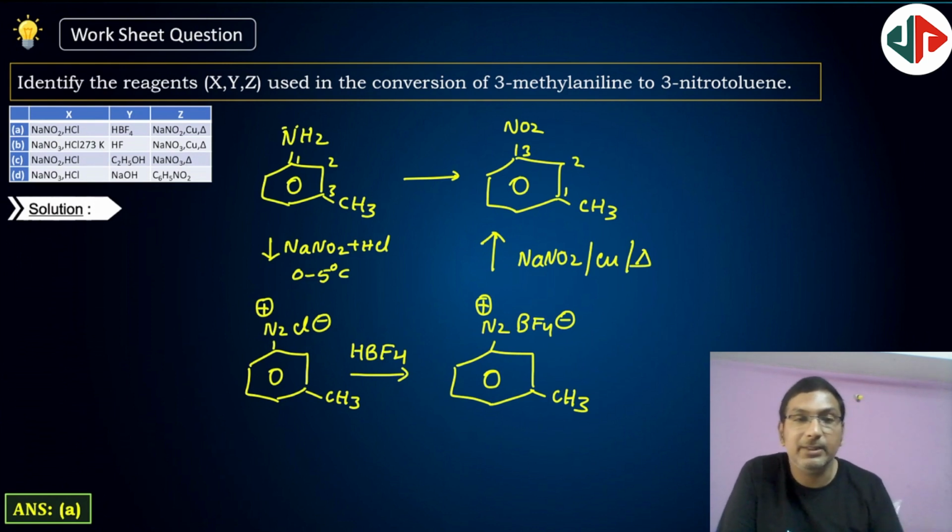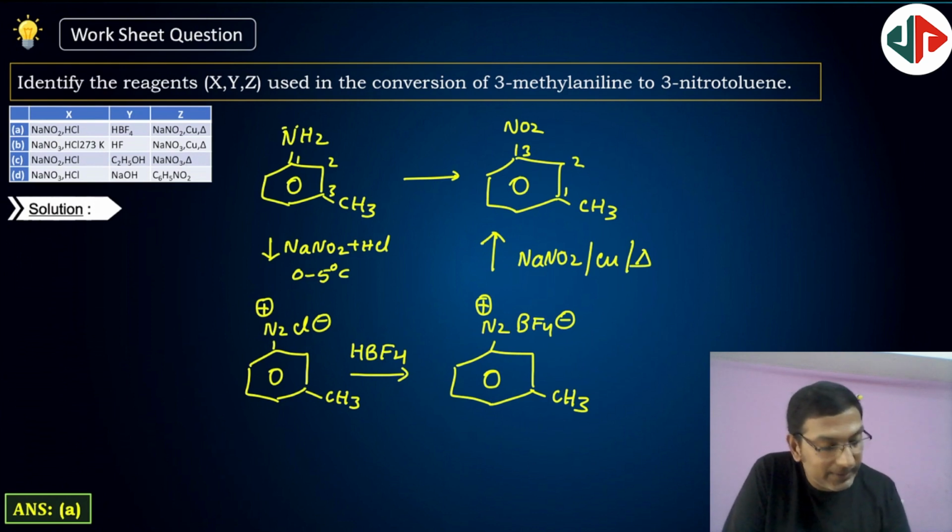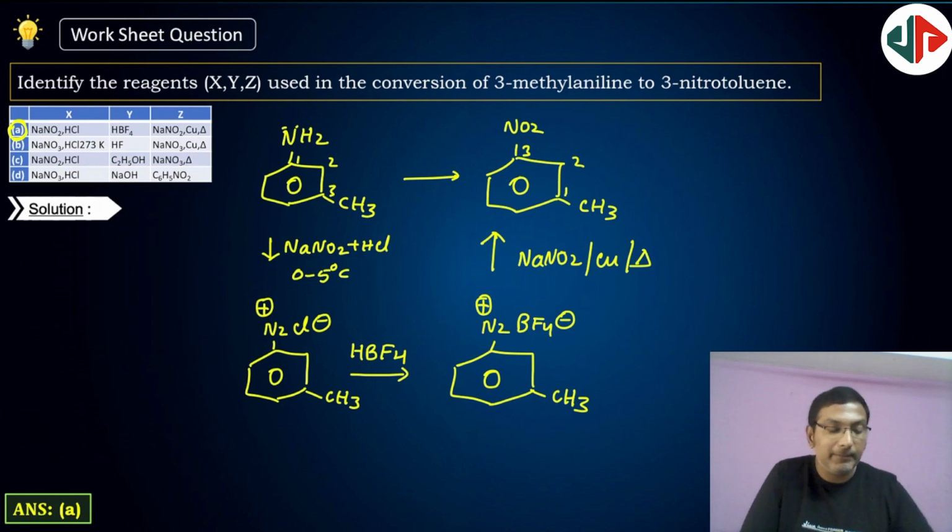This is the conversion. That means first reagent NaNO2, HCl, so 0 to 5 degrees centigrade. Next HBF4. Next NaNO2. Therefore option A. Very, very important. Next.